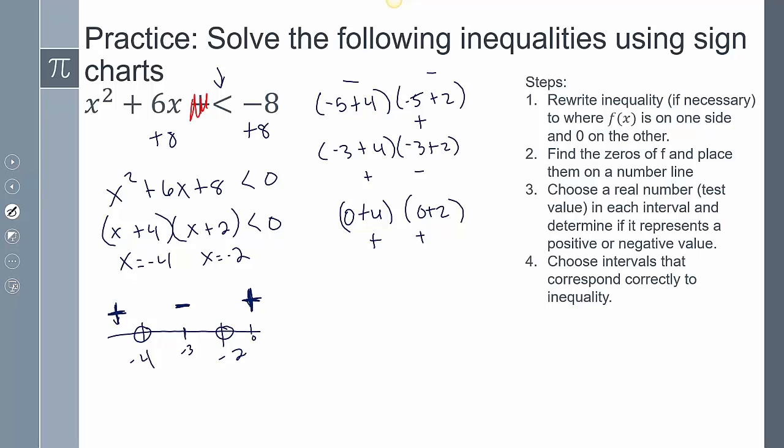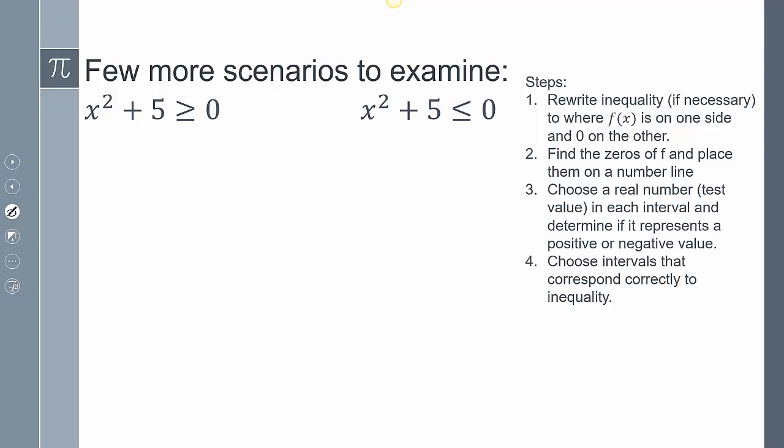And so it wants numbers that are less than 0. And so for step 4, choose an interval that corresponds correctly to the inequality. It's going to be every value here in between. And so that's going to be my answer. And so the answer is going to be negative 4, negative 2.